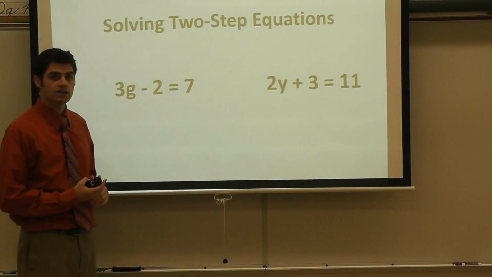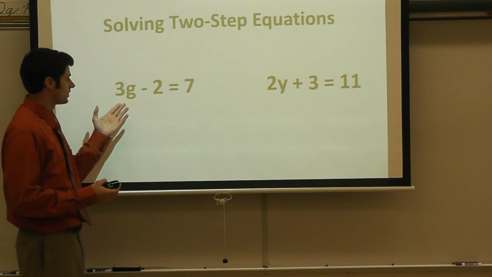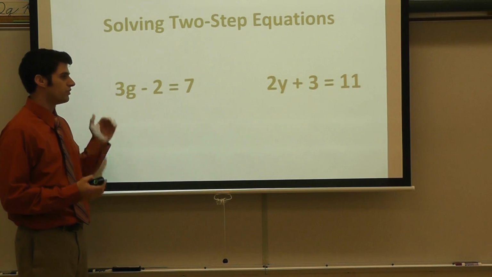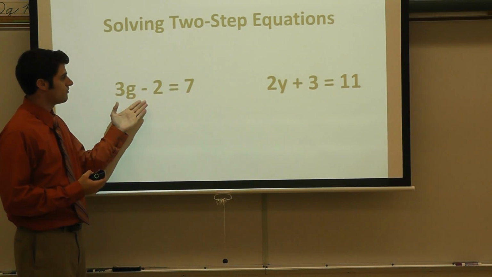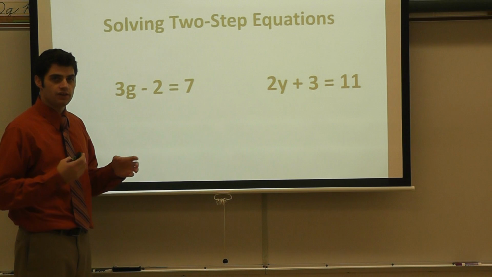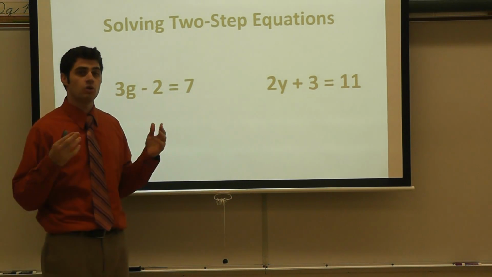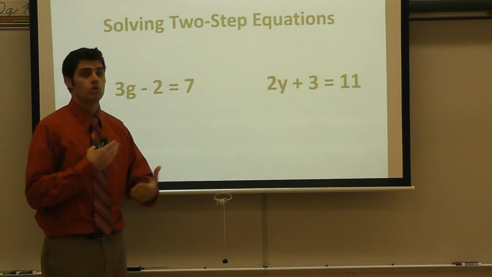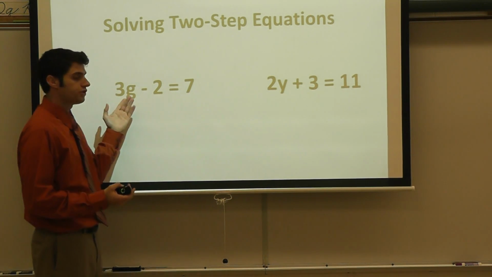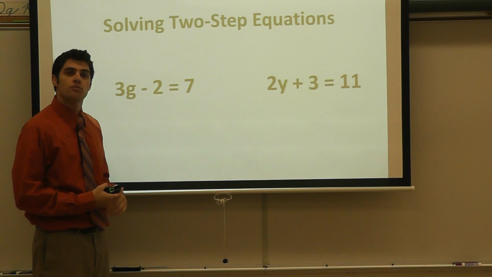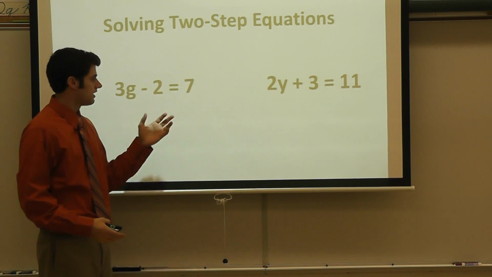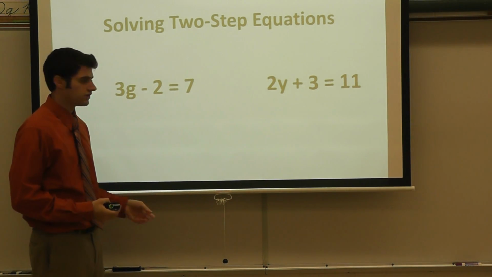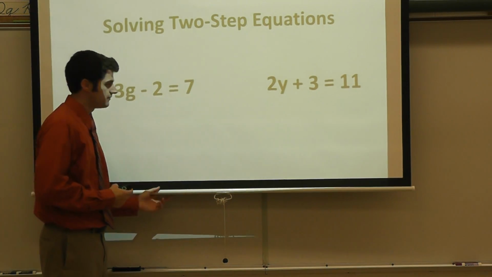When we look at this, we talked about last time the coefficient. The coefficient of g is the number 3. So it says 3g minus 2 equals 7. In this problem, we go backwards with the order of operations. Normally multiplication would come first, but since we're going to use the reverse, we're now going to do our addition or subtraction first. Let's look at how to solve this one.